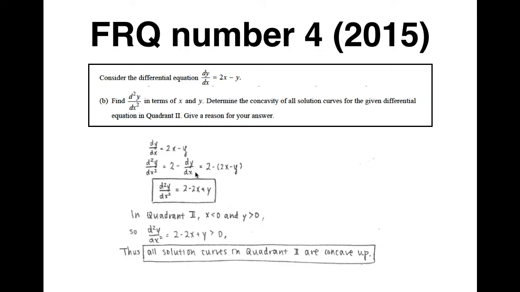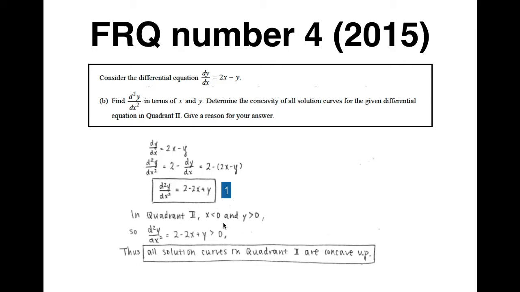This is good, but if you look at the question, it says specifically that you need to give your answer in terms of x and y. So you are not allowed to leave some y prime in your answer. To do that, you can substitute y prime with 2x minus y, because y prime is equal to 2x minus y. So the final answer is here. Then the student rewrote the answer and boxed it, and that was correct. 1 point.